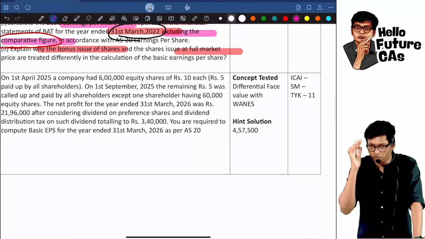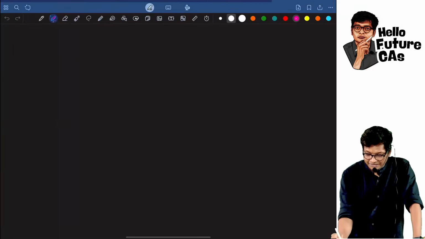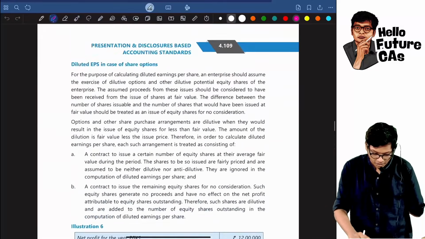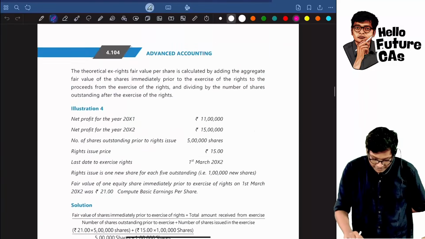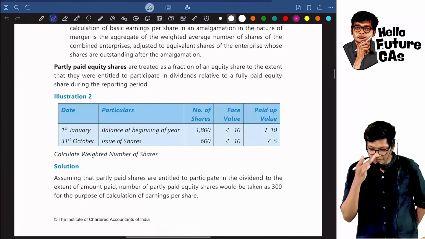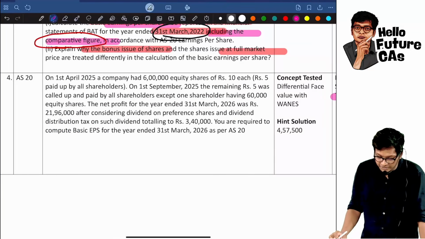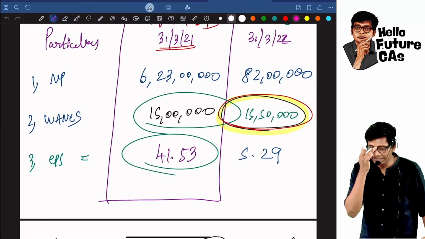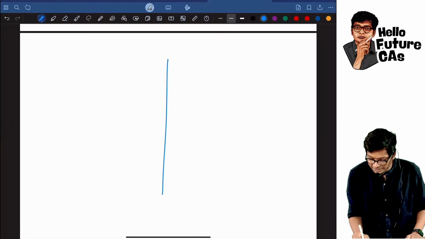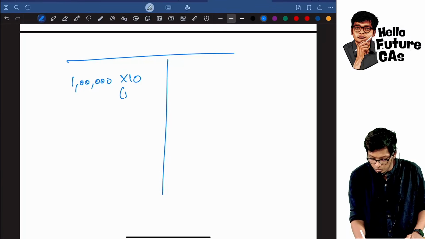Another good question. This is also from the ICAI study mat, Test your knowledge, question number 11. Here what we are testing, let me show you, guys. Come to the illustrations in the ICAI study mat. Illustration number 2, where we have the concept of different face value and different paid up value. How do we deal with it? Very easy, guys, this will come in many sums. Don't panic. I will give a logic over here. Let's say you have 1 lakh shares of 10 rupees, 5 rupees paid up.